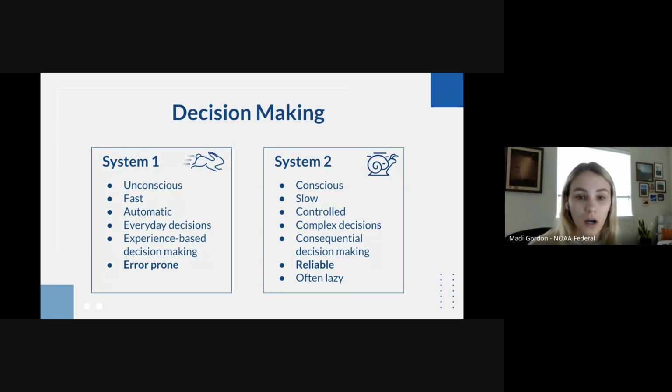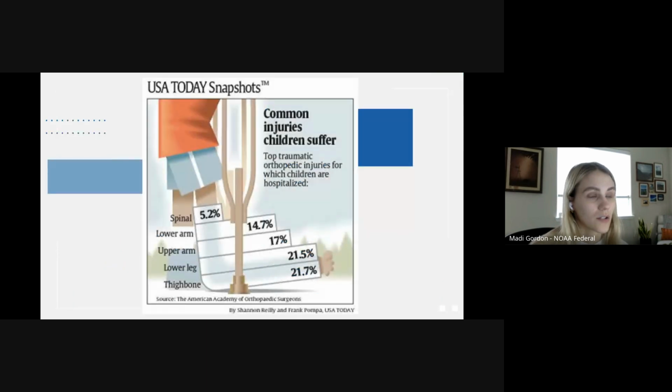System 2 is conscious, it's slower, and it's controlled. It's better for those complex and consequential decisions. It's more reliable, but it can be lazy as well, when your system 2 is specifically untrained a little bit. So let's take a look at another example here.